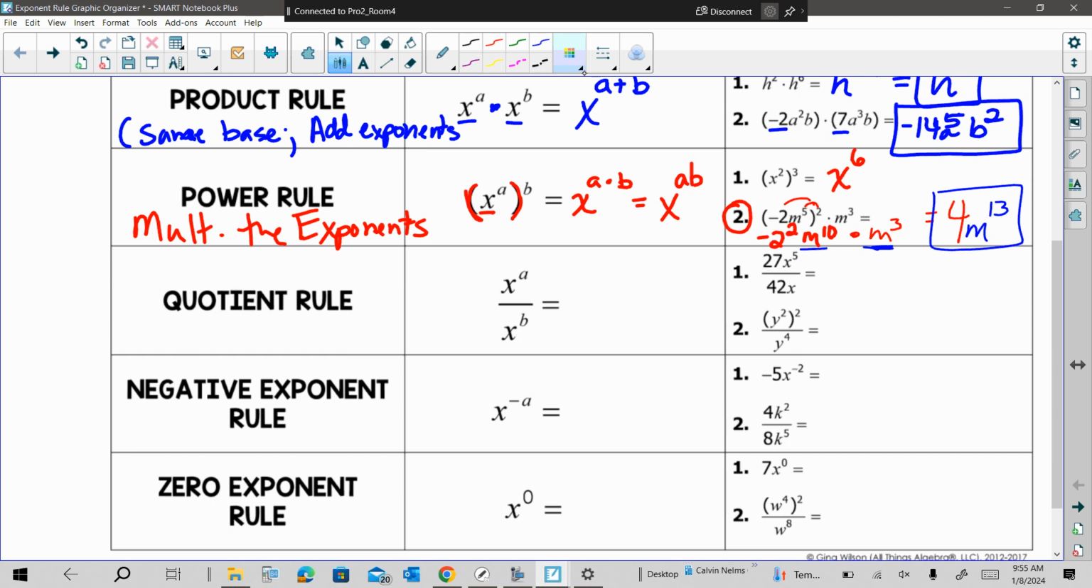So your quotient rule, this is basically when we're dividing. Whenever we're dividing, you're going to subtract the exponents, as long as they have the same variable base. So I know this is saying x to the a power divided by x to the b. This is really just saying keep that variable x and say a minus b. That's the rule.